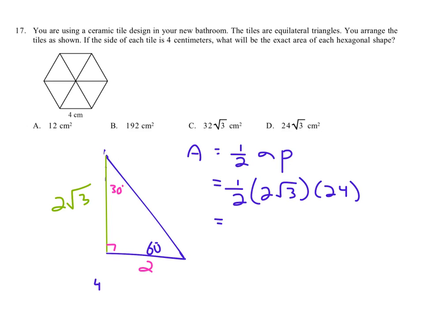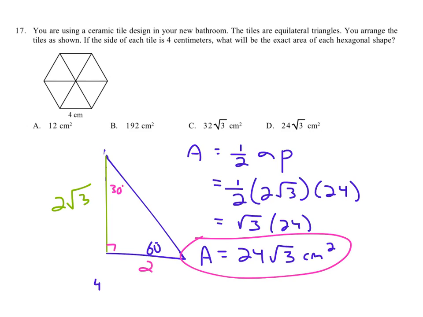Okay, doing the calculations, let's do this in our head. What's 1/2 of 2 root 3? That's just root 3. And that times 24, you get as a result 24 square root of 3. And it was centimeters, so centimeters squared. That is the area. And do we have that as an answer? Yeah, we have that for D right there.